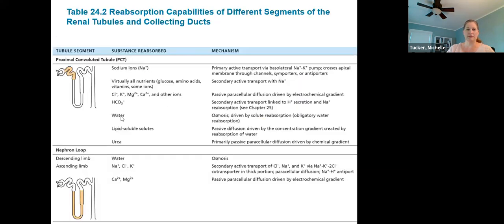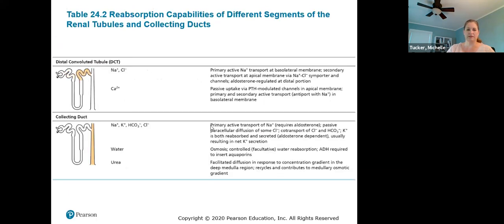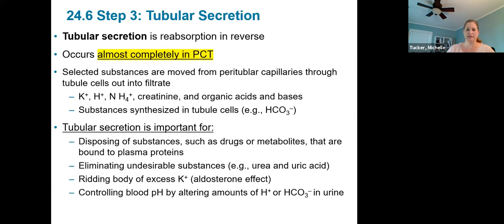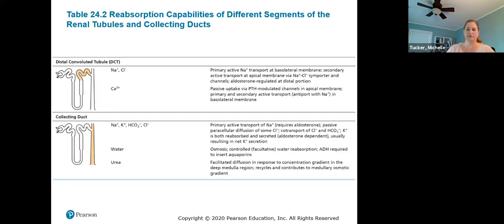Okay, so this has what is absorbed where, and then we'll start back with tubular secretion. So we didn't quite get as far as I thought we would today, but pretty close.